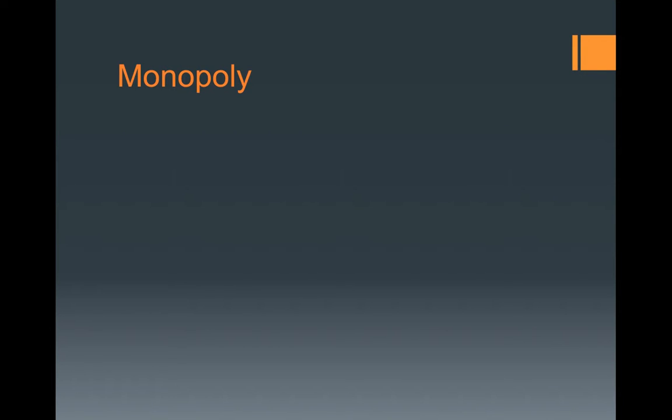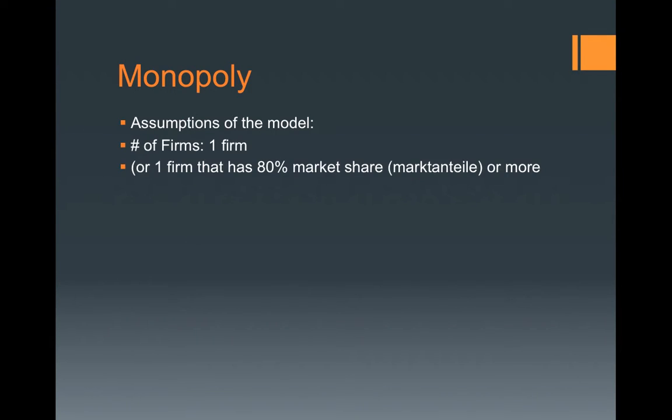All right, so with a monopoly, assumptions of the model, let's talk about it. You probably know this already. How many firms are in the market structure of a monopoly? Well, we usually say it's one firm. You could also add to that definition. It is typically one firm, or it is one firm that dominates or has at least 80% market share. In German, we call this Marktanteile. So again, if one firm controls at least 80% of the market, it's said to be a monopoly.